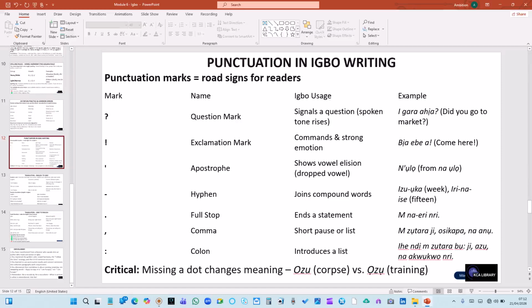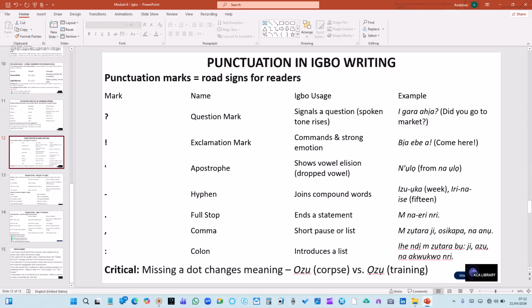Then we have the hyphen, which is used to join compound words like izu ọka, which is a week, and iri na ise, which means 15. Then we have the full stop, which ends a statement. Ana m eri nri. So the full stop is used to end a statement. Then we have the comma, which is used for a short pause or list. M zụtara ji, osikapa na anụ.